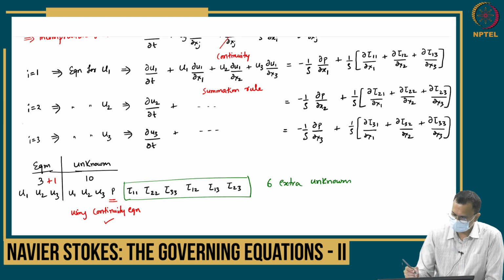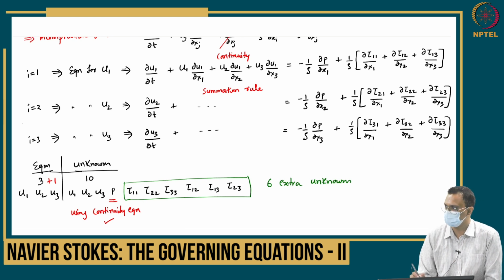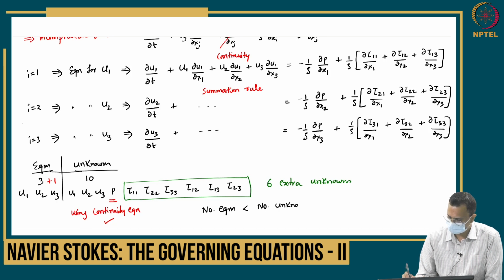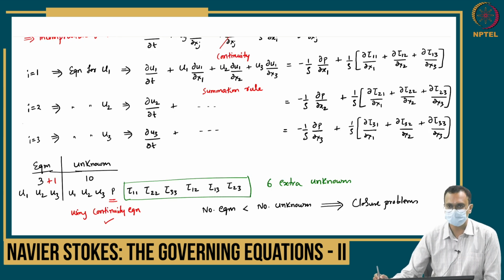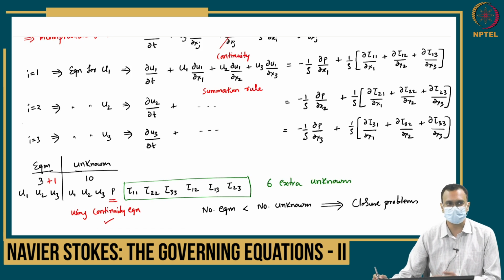So when the number of equations is less than the number of unknowns, what do we call this? Closure problem. Mathematicians call this a closure problem because you cannot solve simultaneous equations when the number of unknowns is more than the equations. If you have 3 unknowns, you need 3 equations to solve it as a simultaneous system of equations. So this is the closure problem.